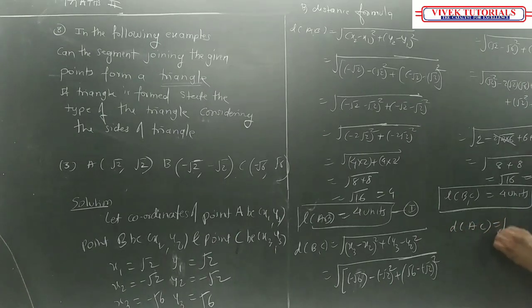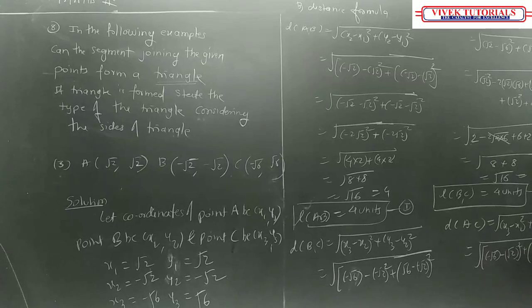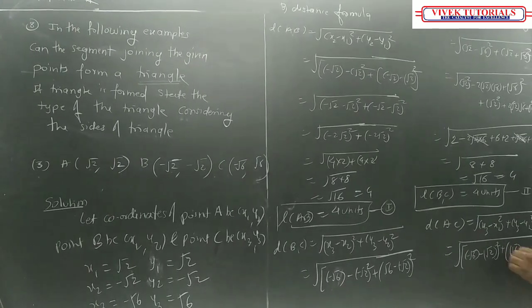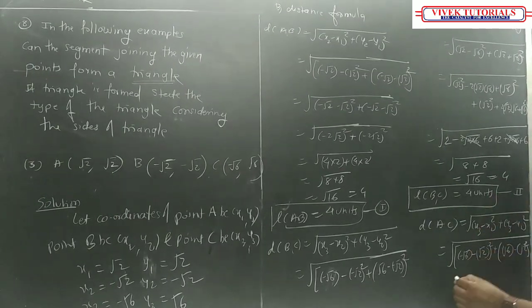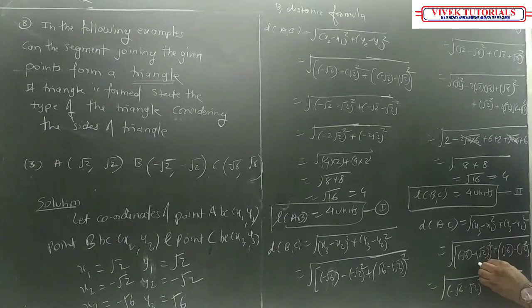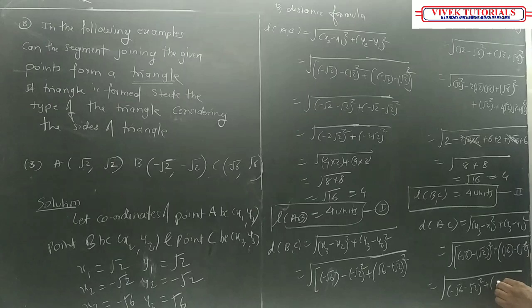Distance AC is equal to, what is that? Under root of X3 minus X1 the whole square plus Y3 minus Y1 the whole square. X3 is nothing but, in square bracket, minus root 6 minus root 2 the whole square, and root 6 minus root 2 the whole square. So it is somewhat like this only. So what you are getting is minus root 6 minus root 2 the whole square, here we are getting plus root 6 plus root 2 the whole square.